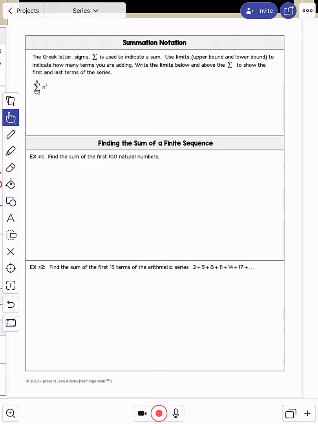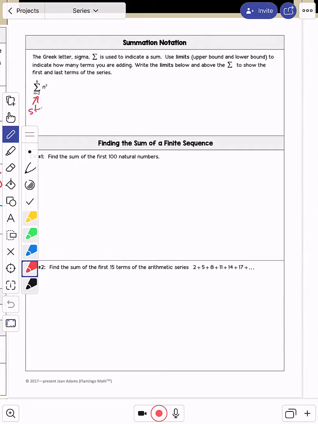And so let's go here. We're going to start here at n equals 2, and we're going to end here at n equals 6. And every term for our explicit formula is right there. So let's work the example.